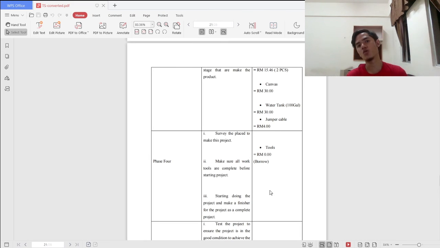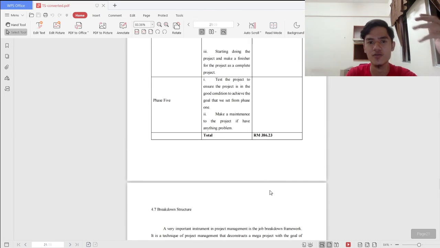We are referring back to our report and the analysis of what we want to do. For phase 4, this is really the place to make the project. Make sure all work is complete before starting. All of phase 4 is done at the workshop. We are crafting and fabricating at the workshop of the Faculty of Mechanical Engineering, starting the project and finishing it as a complete project.